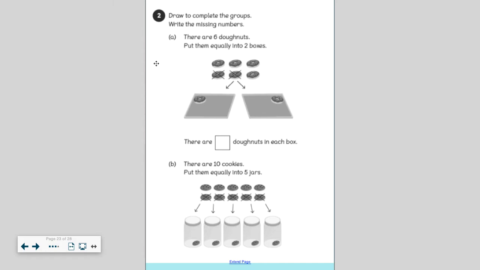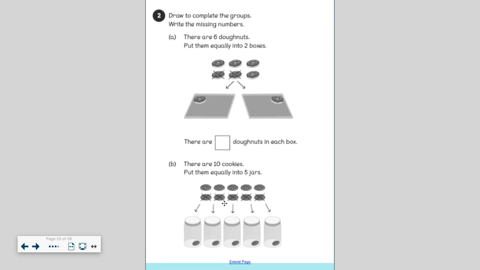For the second part of the worksheet, you have to draw the pictures to complete the sharing process. So they had these donuts to begin with, there were 6 of them, and they want to share them equally into 2 boxes. You can see they gave 1 to this tray, 1 to that tray. Can you finish sharing the other 4 donuts onto the trays? How many will go into each box?